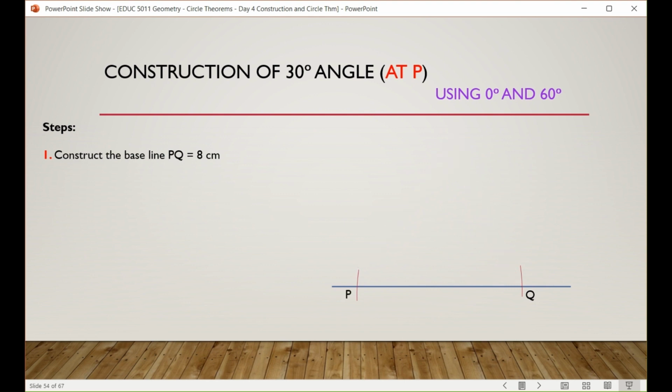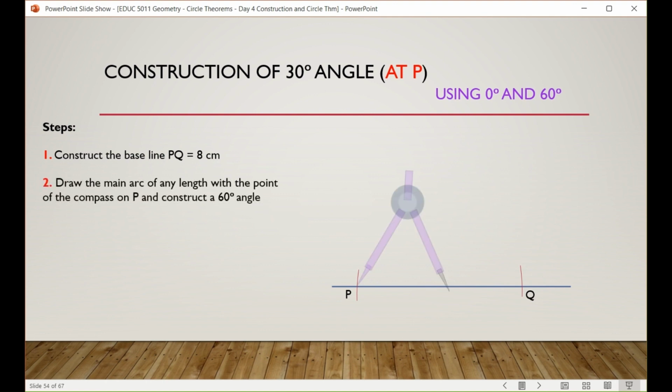Now we've set up the baseline. We're going to do the same thing again. We're going to make a 60 degree. So we're scribing an arc, which was 0, and then we scribe another arc, which is 60. And if we think about the idea of that being our main arc along the edge of our protractor, then where will 30 be? 30 has to be in the middle of 0 and 60.